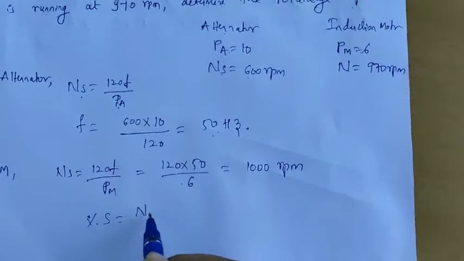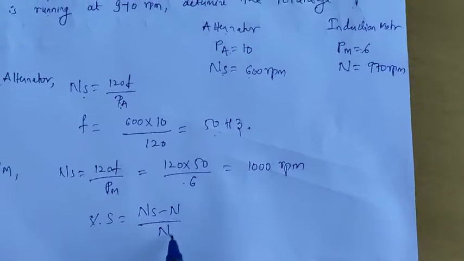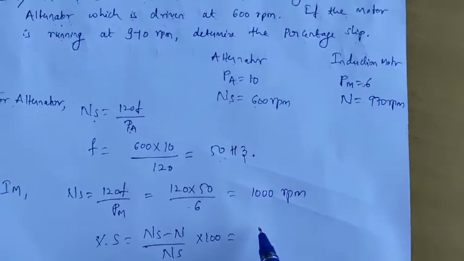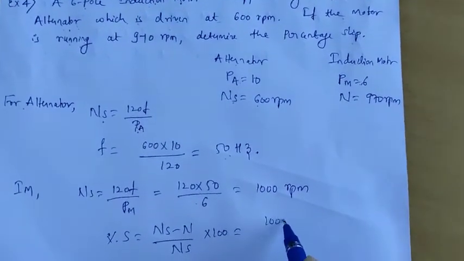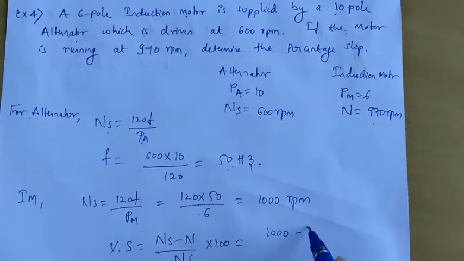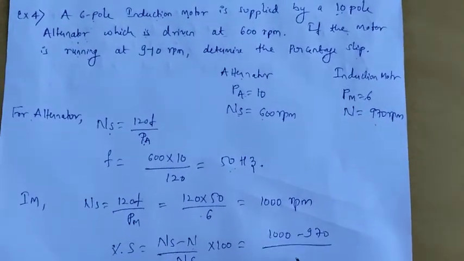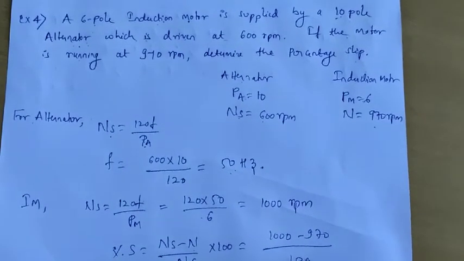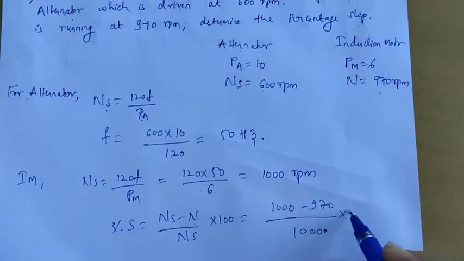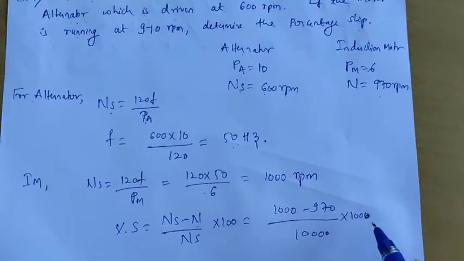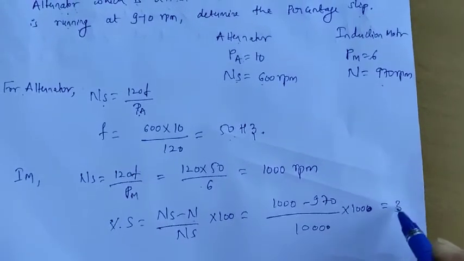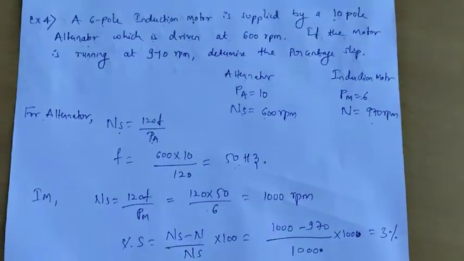slip is equal to ns minus n by ns into 100. ns is equal to 1000 RPM minus n, which is 970 as given already, divided by 1000, into 100. You will get it in percentage, so the resultant value is 3%. That is the percentage slip of the induction motor.